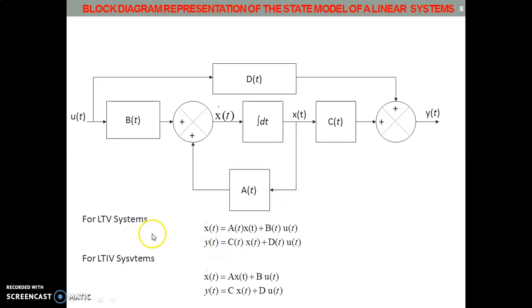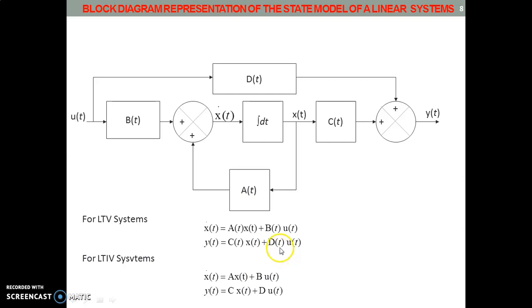If it is a linear time variant system, x dot of t equal to A of t into x of t plus B of t into u of t. And the output equation is y of t equal to C of t into x of t plus D of t into u of t. It is for time variant systems. If it is a linear time invariant system, these matrices A, B, C, D are fixed values. If it is a linear time variant system, these matrices are also in terms of time, that is A of t, B of t, C of t and D of t.